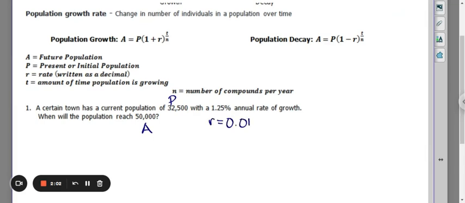but we need to write it as a decimal. So anytime you have a percent rate, whether it's growth or decay, you always change those out to decimals. So those are the only pieces they gave us. We know it is an annual growth rate. So that means the number of compounds is just 1. So we're going to check this rate, say, at the end of every year.